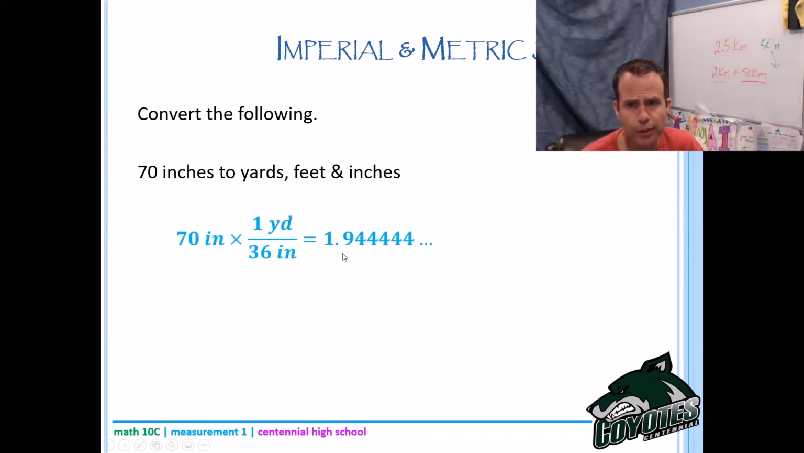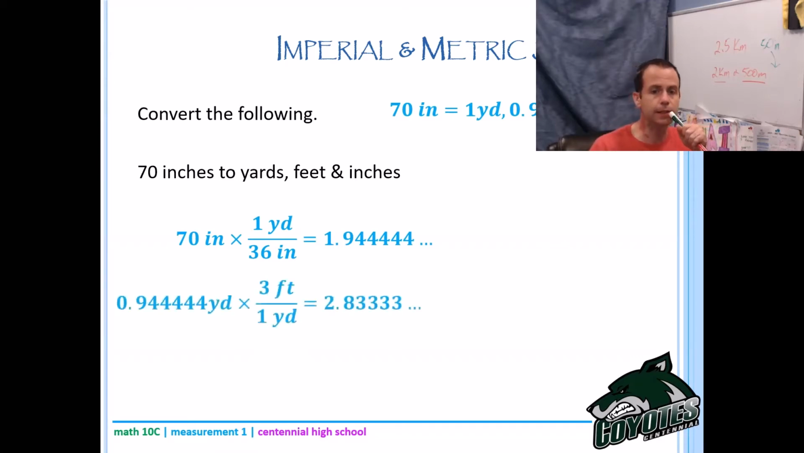That gives me 1.944444. So that tells me right now I'm at 1 yard and 0.944444 of a yard. I'm going to subtract 1 in my calculator, so I just am looking at that 0.944444, and I want to put that into feet. So I end up multiplying by 3. That gets me 2.83333333. Okay, so now my answer is saying 70 inches is 1 yard, 2 feet, and then this piece of a foot left over, this 0.8333 of a foot, sorry.